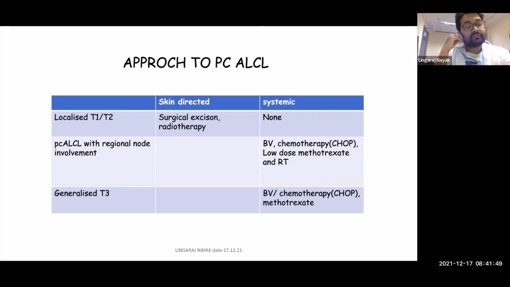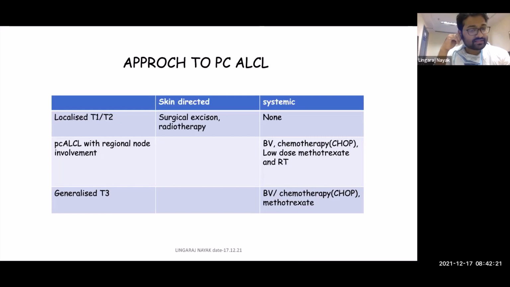Now, as I said, 10% of patients can have a regional node involvement. We have to prove it by doing a biopsy. And in that case, skin-limited therapies have less role. We should think about giving some form of chemotherapy. Now, the discussion between low-dose methotrexate and chemotherapy has to be had. There is no comparison, but whatever is feasible and the patient can tolerate, we should do. And as I said, less is more in these patients. So it depends on the disease bulk and burden. We should decide about the nature of the treatment.